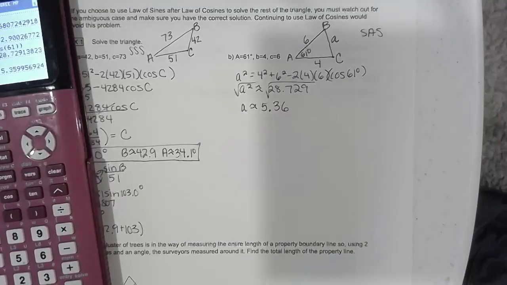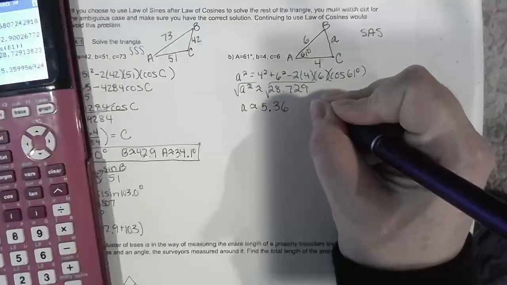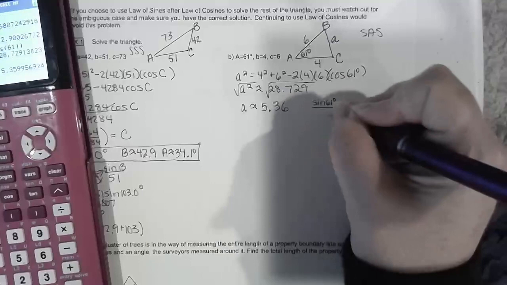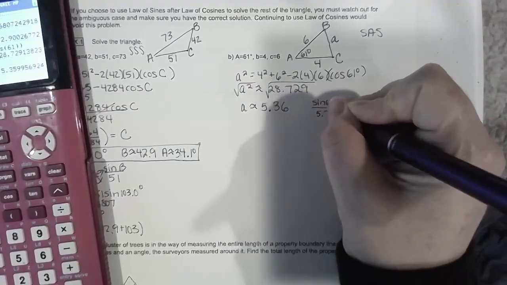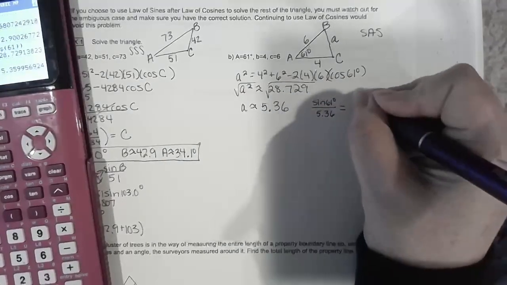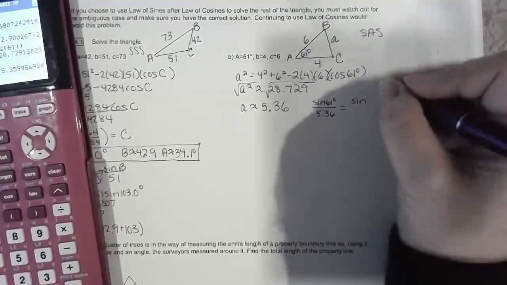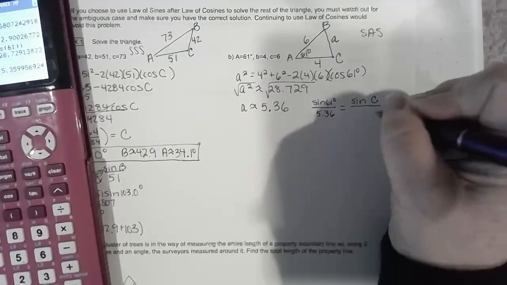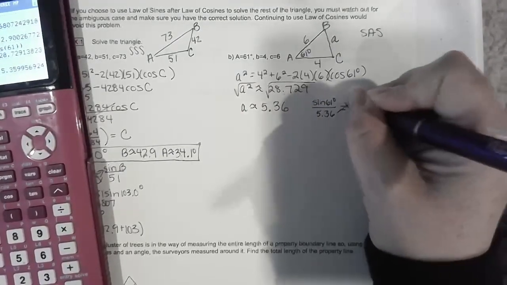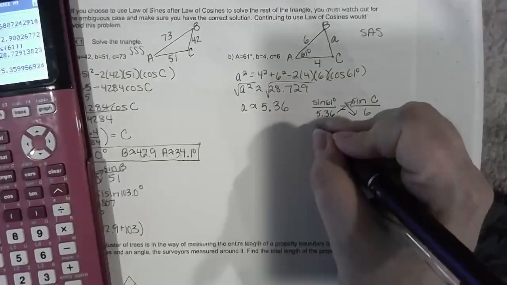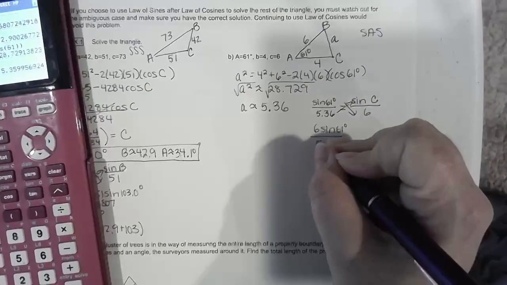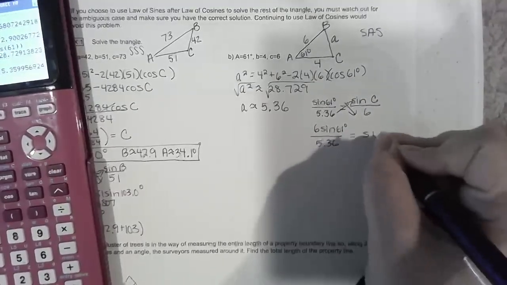Again, you can switch over to law of sines as long as you remember to check for ambiguous case. So sine of 61 over A equals sine of B or C. Actually, probably find C first because it's bigger, over 6, and cross multiply. So 6 times the sine of 61 degrees divided by 5.36 is going to equal the sine of C.